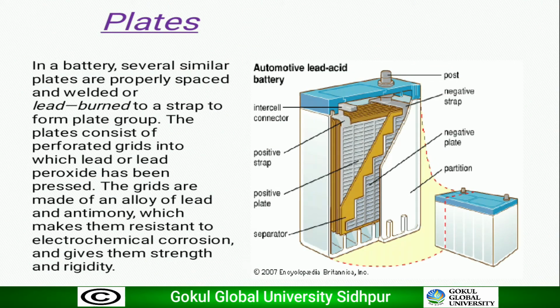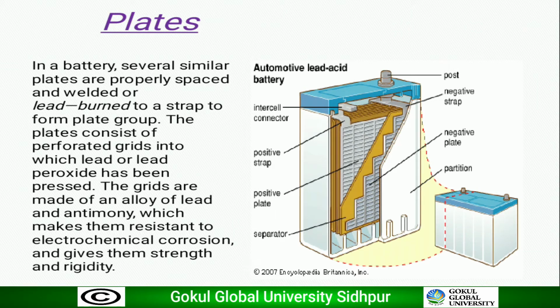Now, another part: plates. In a battery, several similar plates are properly spaced and welded or lead bonded to a strap to form a plate group. These plates are mainly of two types: positive plates and negative plates. The plates consist of perforated grids into which lead or lead peroxide has been pressed. Perforated means porous, with small holes in these plates to absorb this active material: on the positive plate lead peroxide and on the negative plate lead.